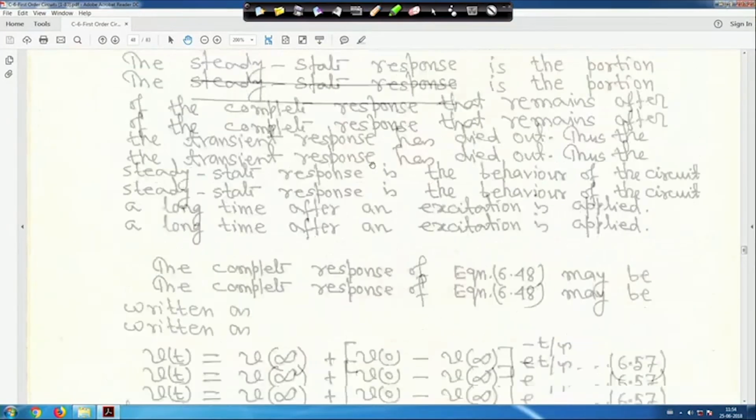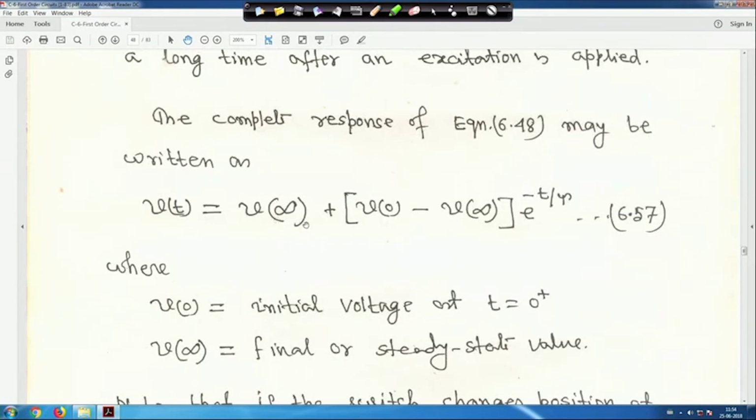So we can write Vt is equal to V infinity, the final value, plus the initial value V0 minus the final value V infinity, into e to the power minus t by tau. This is equation 57. V0 is the initial voltage at t is equal to 0 plus, just after switching, because the voltage across a capacitor cannot change instantaneously. So V0 minus is equal to V0 plus, and V infinity is the final or steady state value. So Vt is V infinity plus V0 minus V infinity, e to the power minus t by tau.